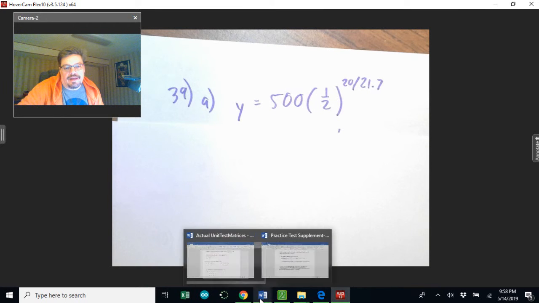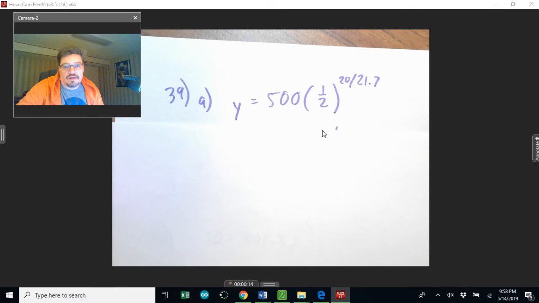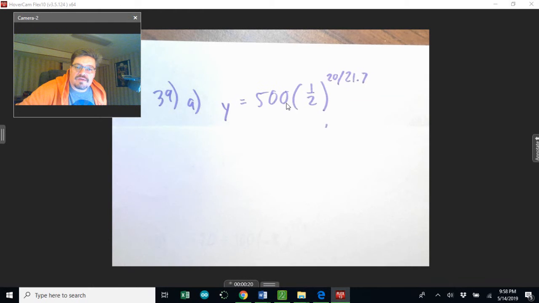All right, number 39 says the half-life of a radioactive element. We want to know how much is going to be there in 20 years if there was an initial starting point of 500 grams. So here's 500 grams. Here's the half-life. 20 is after 20 years, but the half-life is 21.7.